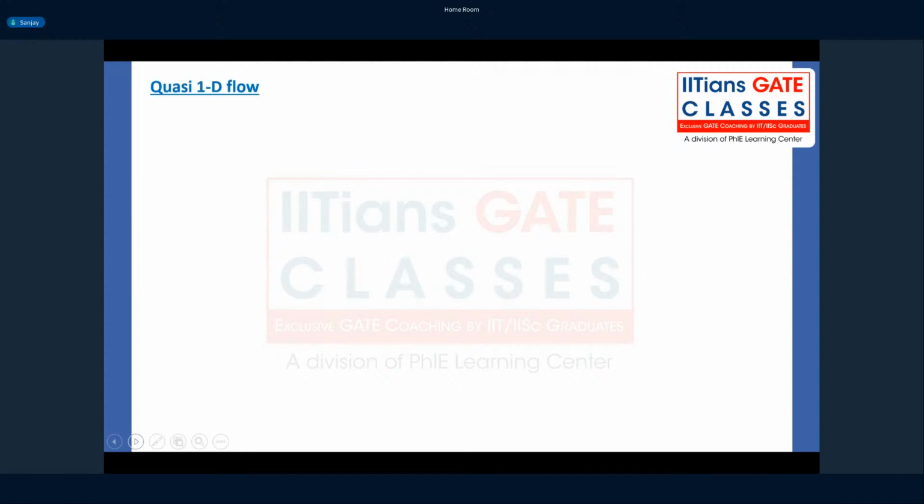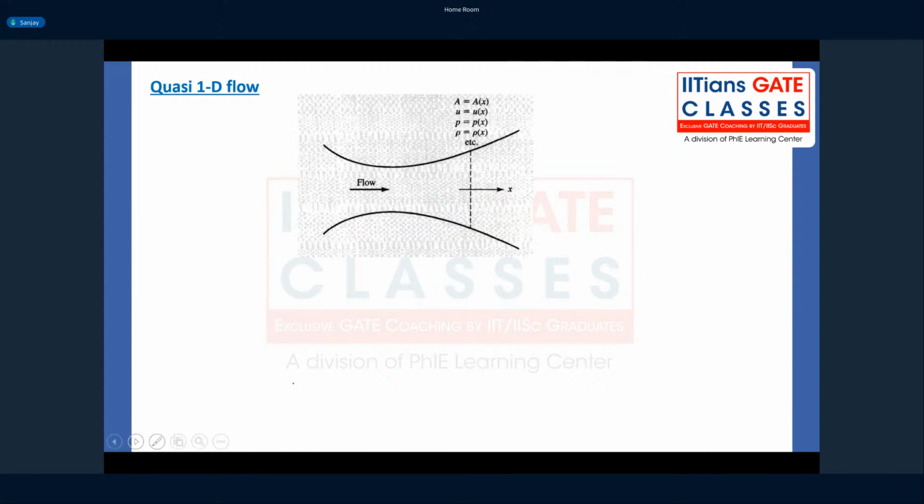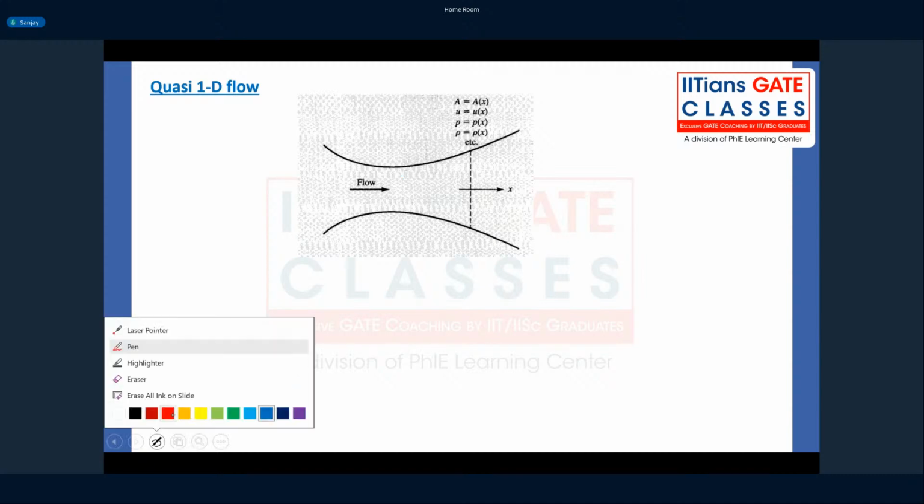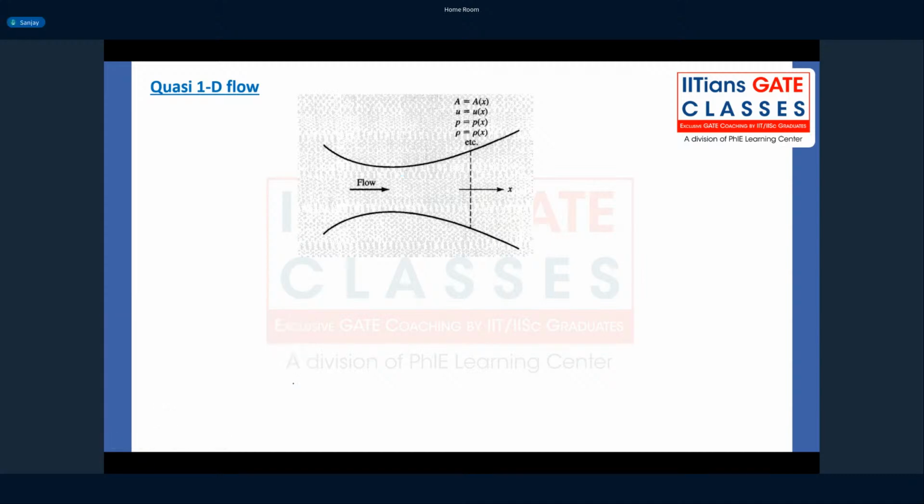Now we will define something to make our analysis simpler: quasi one dimensional flow. What does this mean exactly? Let's assume you have a variable area duct where the area is changing, with flow from left to right, from inlet to outlet. It's an assumption. It may not happen in reality, but real problems will be very close to our assumptions. That is why we make such assumptions.